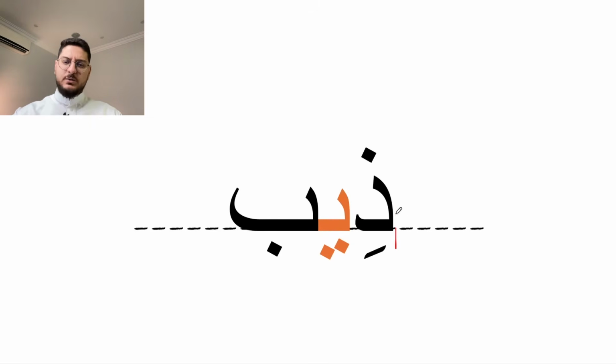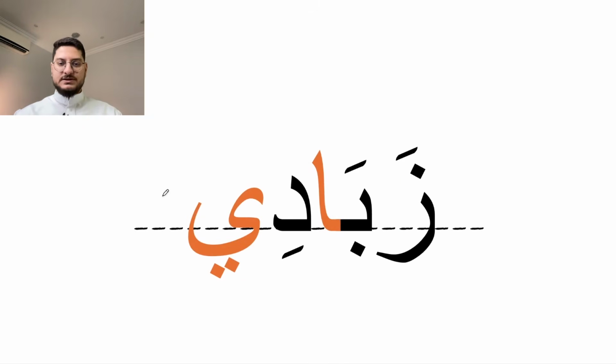Next one, we have the... Remember, with the kasra it becomes the... Dheeb, which means a wolf. Again, notice that the dh is not connected to the ya. Dheeb. Let's look at this one.